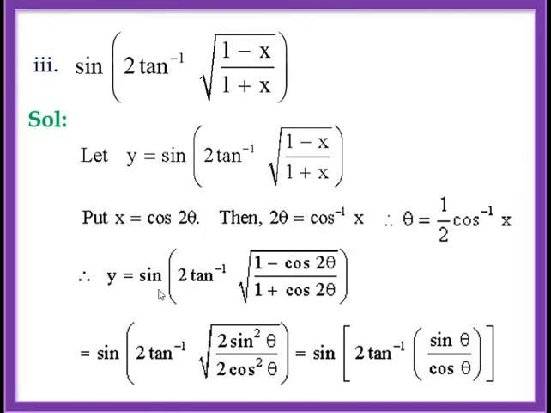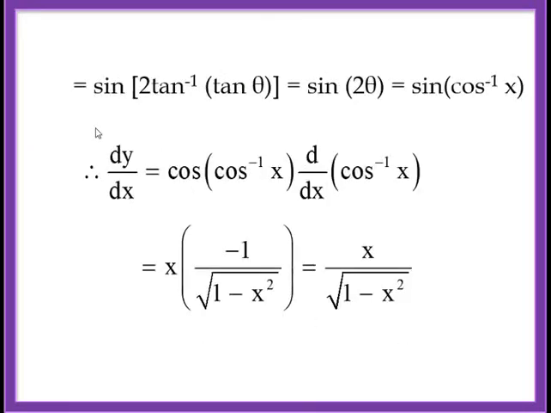Now this becomes y equal to sine of 2 tan inverse root of 1 minus cos 2 theta upon 1 plus cos 2 theta. That is root of 2 sine square theta upon 2 cos square theta. That is root tan square theta, which is simply tan theta. So in the next step, you will get sine of 2 tan inverse tan theta. What is tan inverse of tan theta? Theta. So this becomes sine 2 theta. That is sine of cos inverse x, because x equal to cos 2 theta.